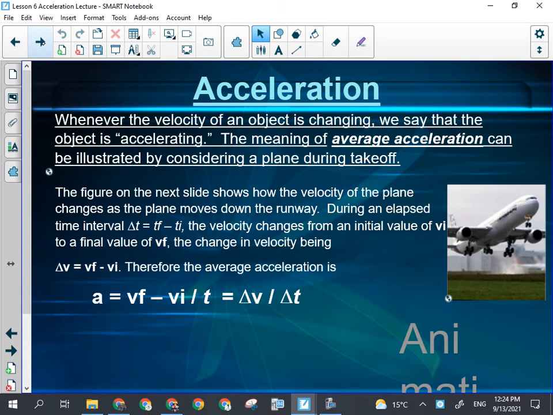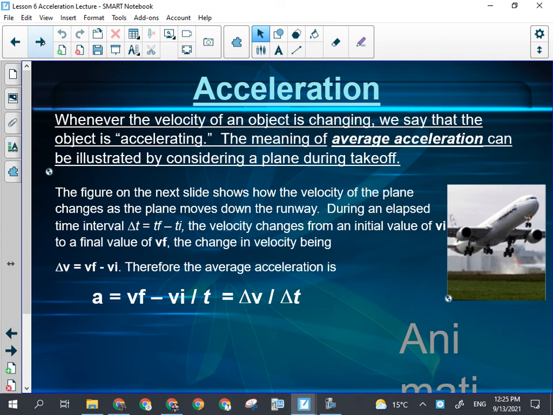Whenever the velocity of an object is changing, the object is accelerating. That is the definition of acceleration. Any change in velocity over time is an acceleration. Now, there are different types of acceleration. There's uniform acceleration, which means that the velocity changes at a fixed rate. And then there's non-uniform acceleration, where the velocity is changing at a different rate all the time, which will result in a curve.